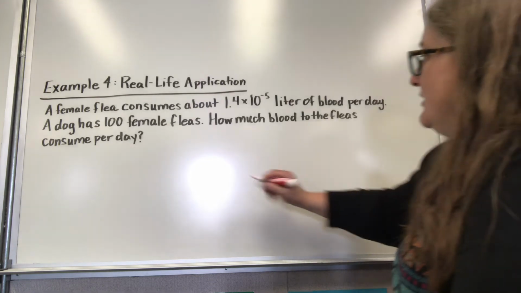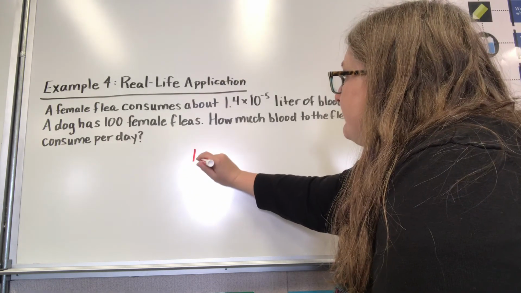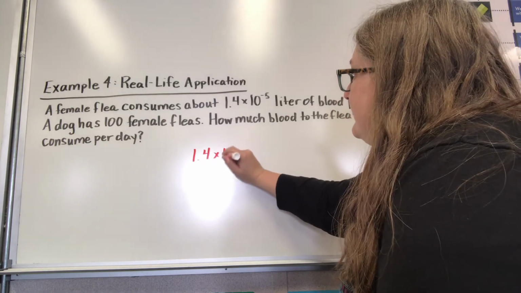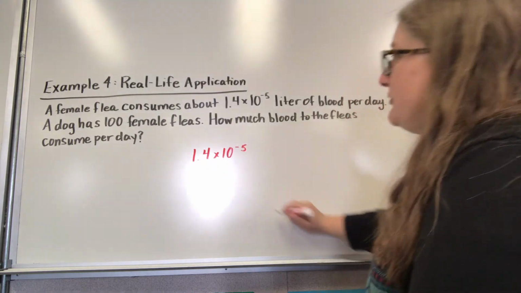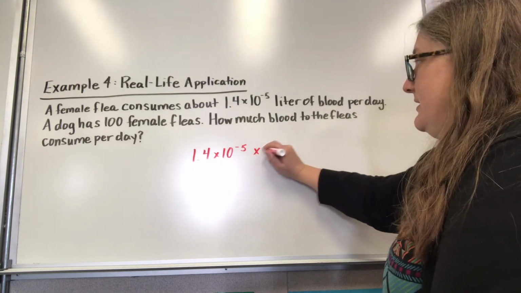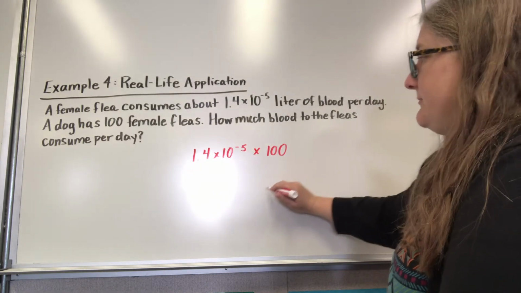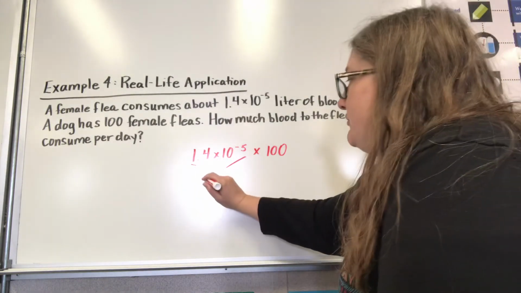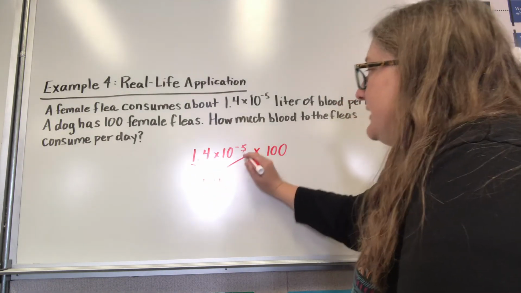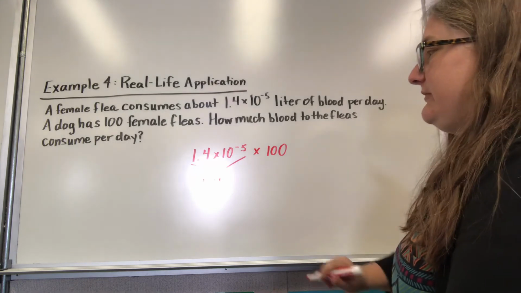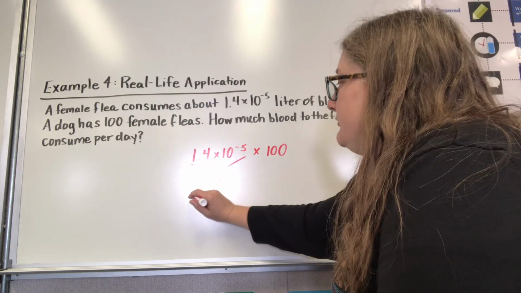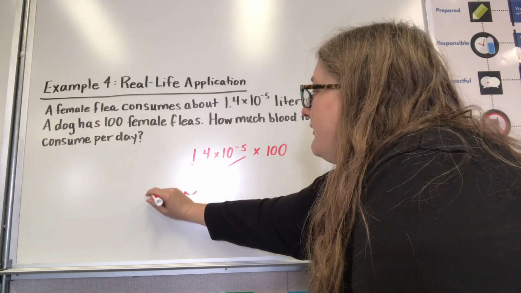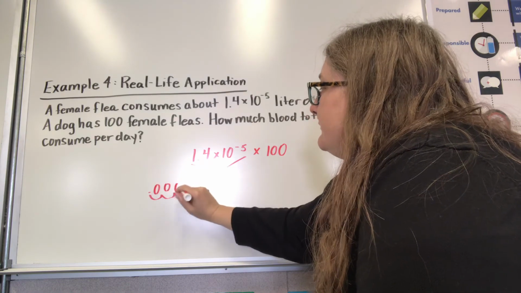They bite you and drink your blood. So if they drink 1.4 times 10 to the negative 5th liters per day, and there's 100 of them, I'll have to multiply that by 100. Well, the first thing I'm going to do is change this back into a regular number. So 1.4, I'm going to move my decimal 5 times, this time to the left. 1, 2, 3, 4, 5. Add in some zeros here.